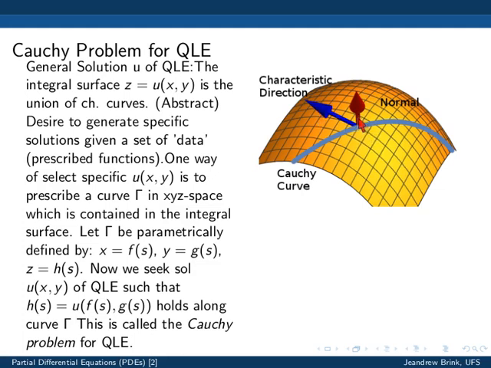And the future music is, there are some curves that you can choose that work well and let you solve the problem, and there are other curves that are badly defined. We're going to work out the conditions for that as well. But anyway, the general picture is just this. You choose your Cauchy curve, you specify the data, and then you try and generate the characteristic curve that goes through this, that has this condition.